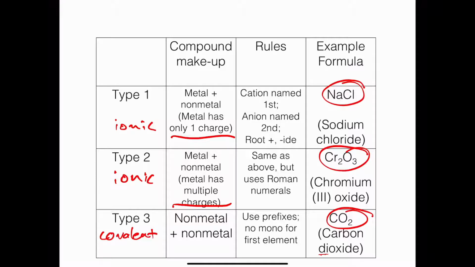And then type 3 is what we would call covalent. And remember, it's called covalent because they're sharing their electrons. The electrons are found in their valence shell, so that's where the word covalent comes from. So this was just a quick review of naming different types of compounds.